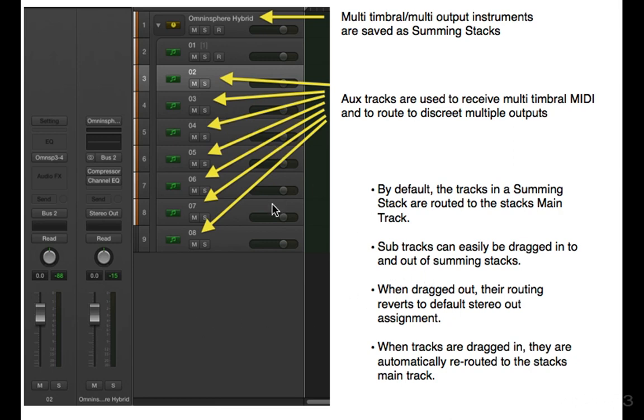Now, when tracks are dragged out, their routing reverts to the default stereo output assignment, so they won't be routed, as we see in this case of the subtrack that's selected, routed to bus 2, it'll revert to being routed to the main output. And when they're dragged in, they're automatically rerouted to the stack's main track. So if I dragged a regular instrument I created in the tracks area into this stack, it would get routed to bus 2, which makes this great for using these summing stacks as stems or subgroups. So that's where we are now, and let's continue.